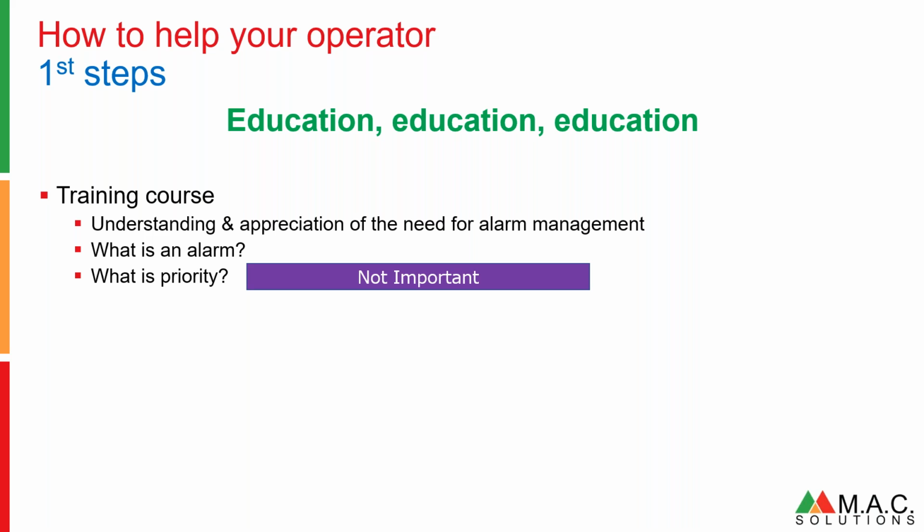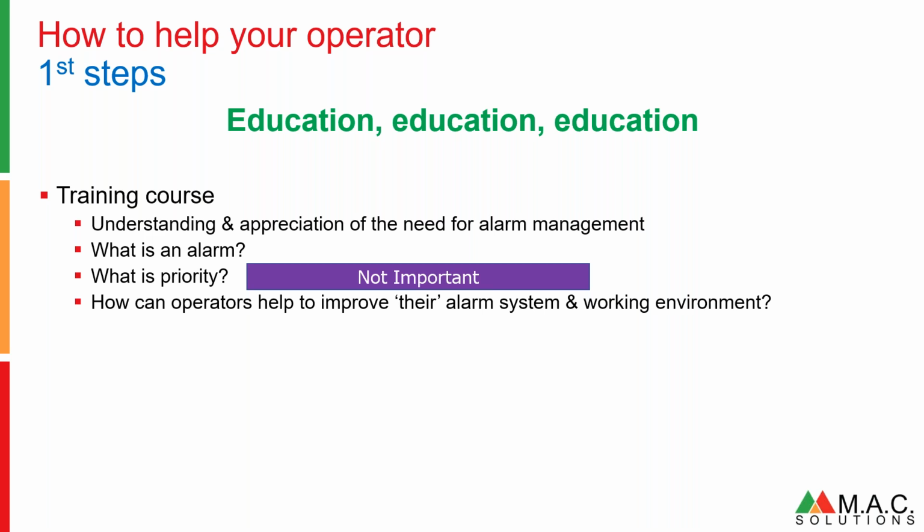They had no idea. They didn't realize it was a critical alarm. Clearly it wasn't, because the plant wouldn't operate if it was, but they didn't know. So they hadn't been trained on how to use the system to start with and what alarms really meant. So how can they improve things? How can they make their working environment better?